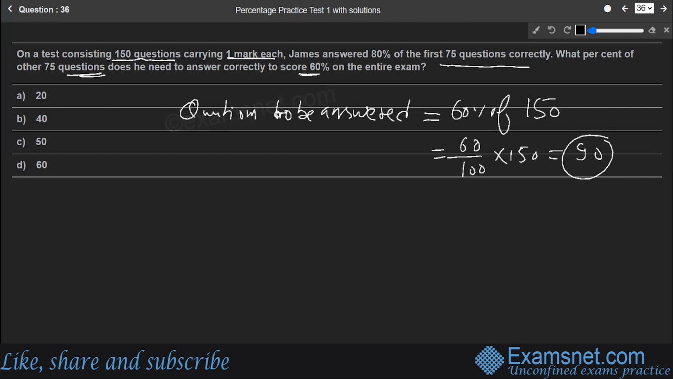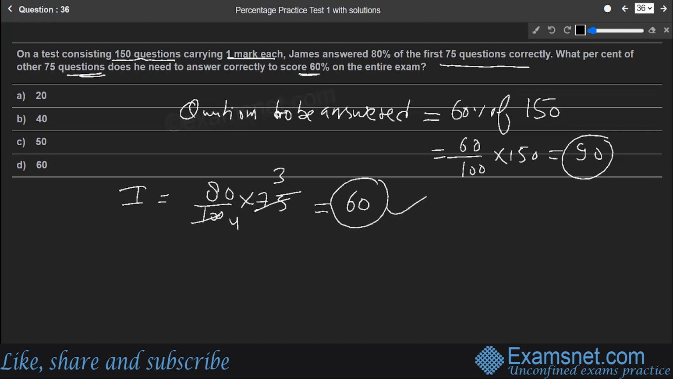Now let us break it down one by one. In the first attempt, they say he answered 80% of the first 75 questions. So we can write 80 by 100 of 75 questions have been answered correctly. Let's see how much this comes out to be. This can be cut like this, so it is coming out to be 60. So in the first attempt, he has answered 60 questions correctly. Ultimately, 90 are supposed to be answered, so the number left to be answered in the second attempt is simply 30.